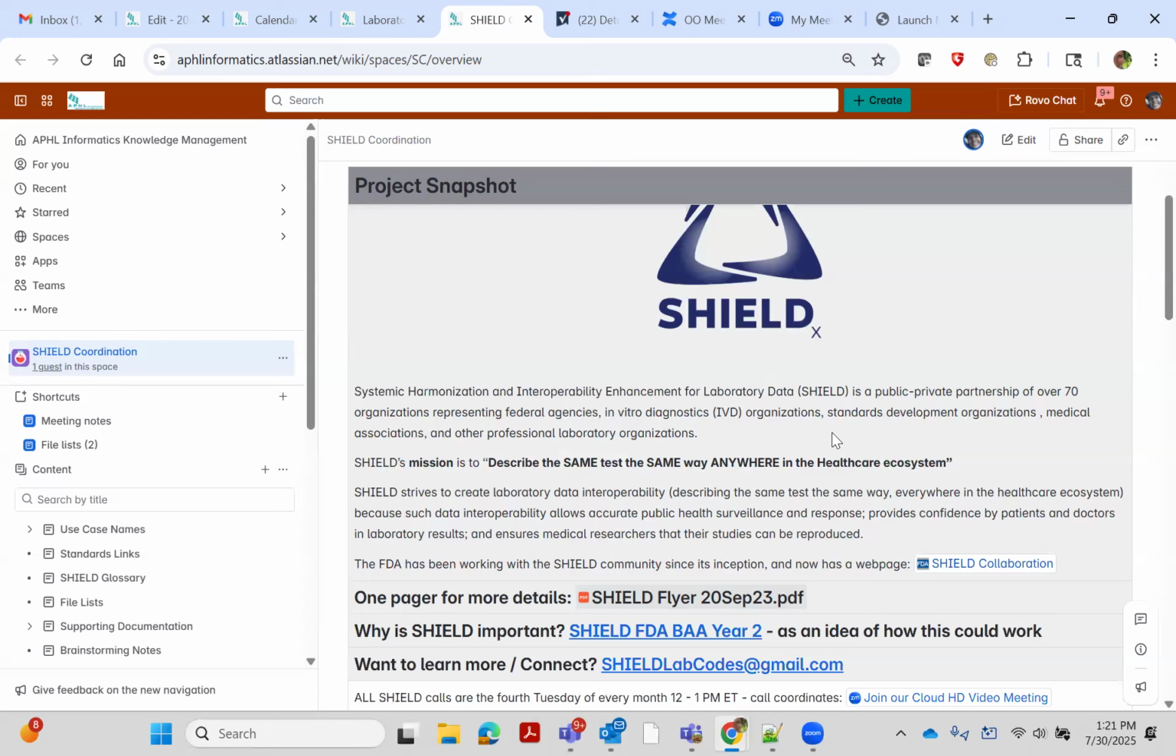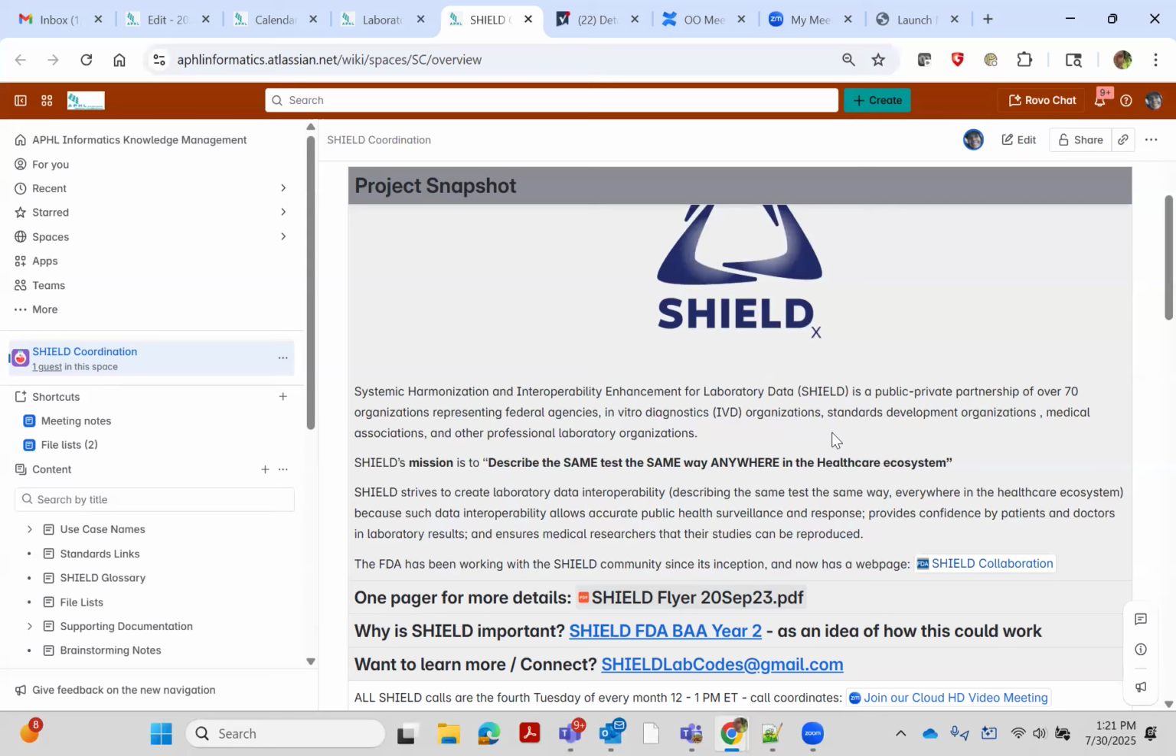So it came out of some cross-federal agency meetings at NLM. 2015, I think, was the first workshop. And that workshop included people from CDC and FDA and NLM and LOINC and IVD vendors and APHL and Quest and LabCorp, and some others. I think maybe AHIMA was there. It was a pretty big meeting.